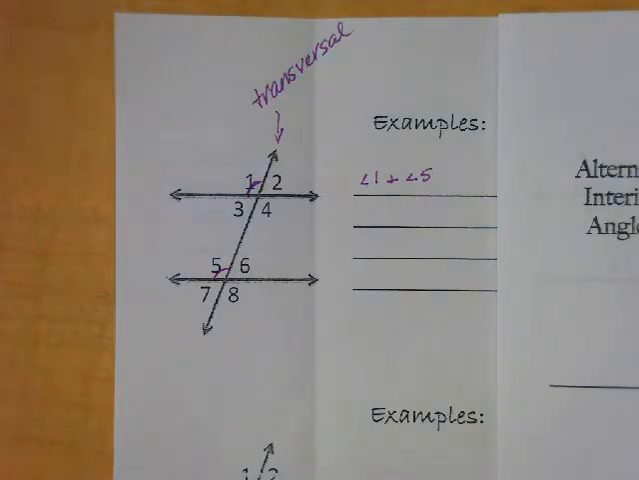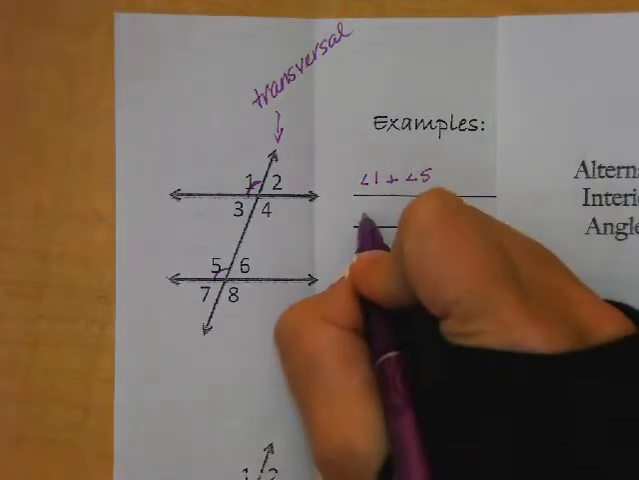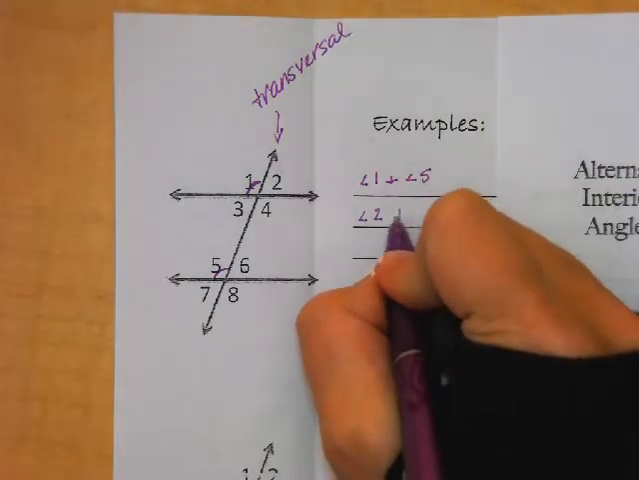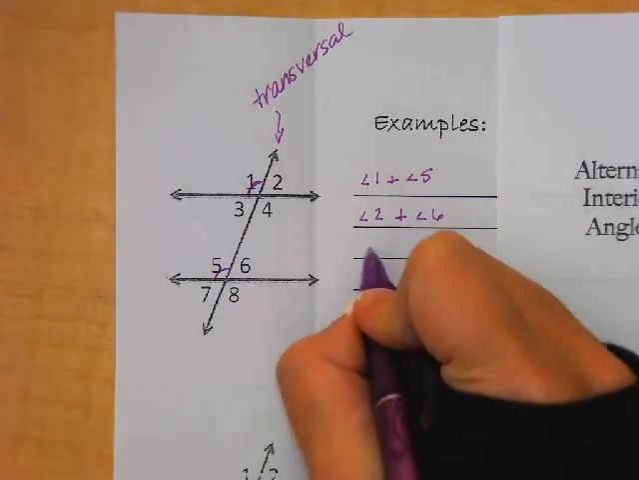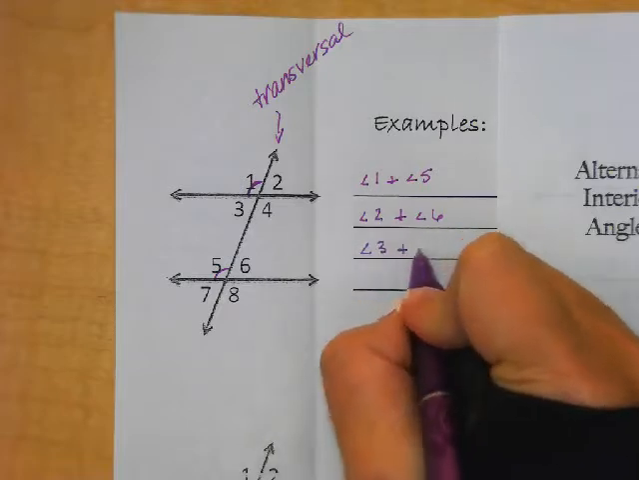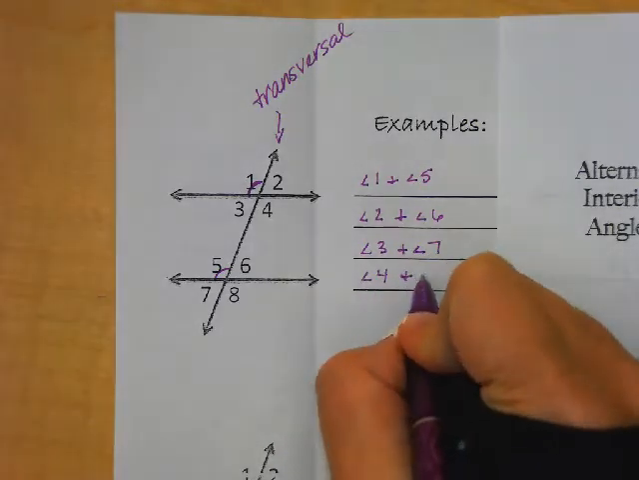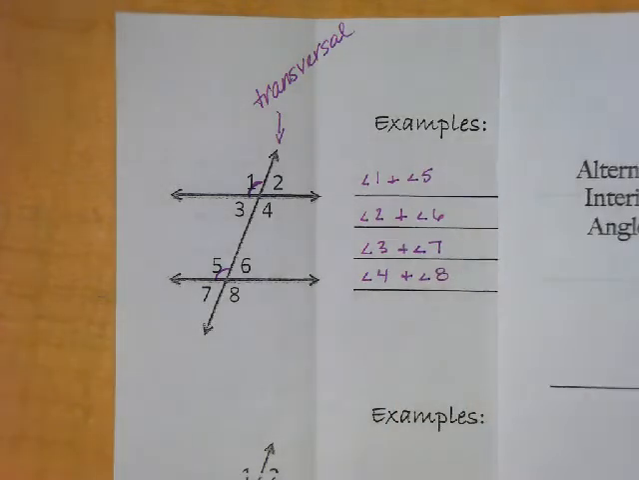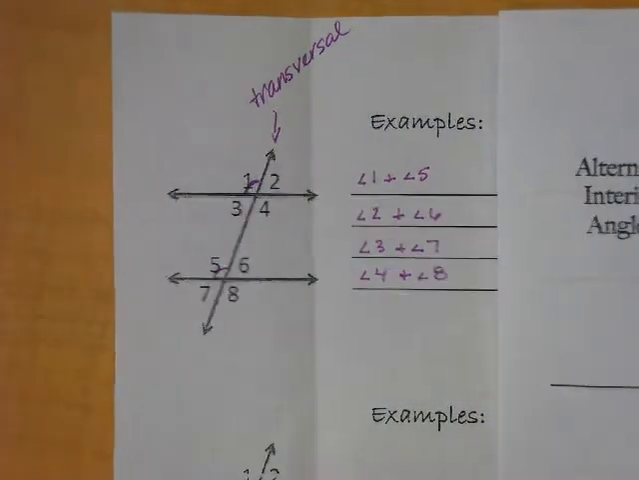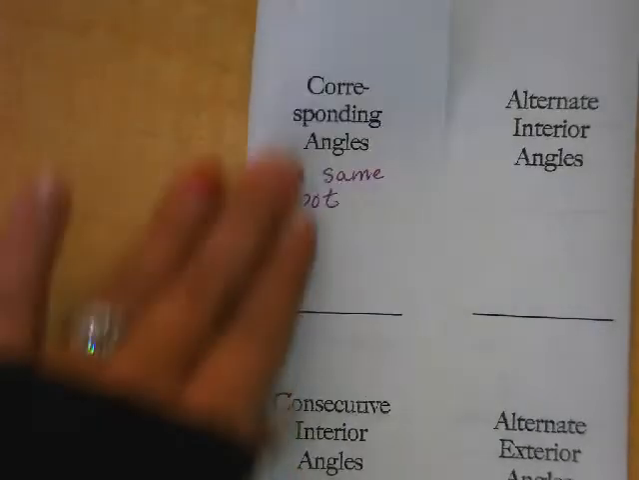Does that make sense? What other angles do we have that correspond? What if I said angle 2? What would you say? Angle 2 and angle 6. Angle 3 and angle 7. Angle 4 and angle 8. Does anyone have any questions about that? All right, so our next set of angles, we're going to go down.